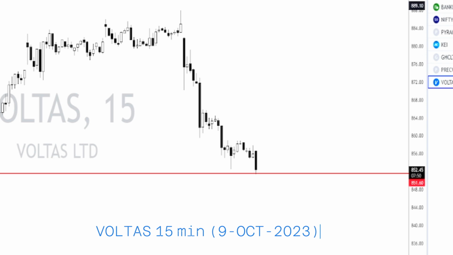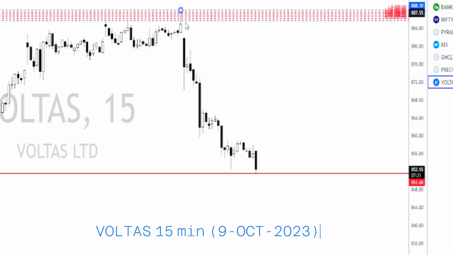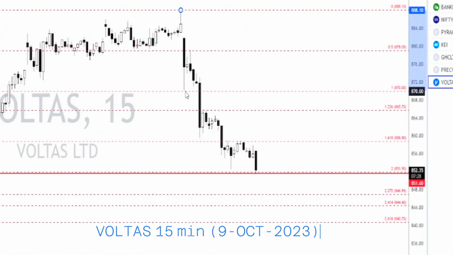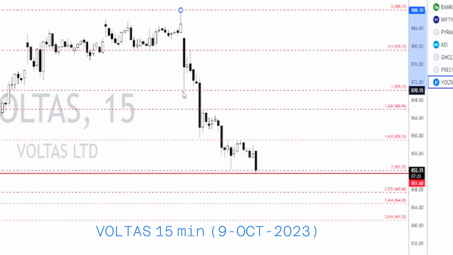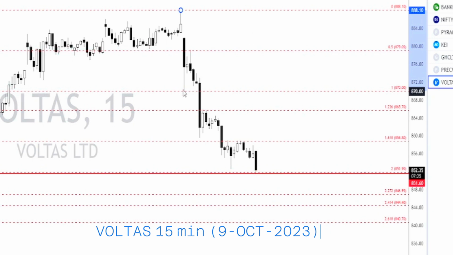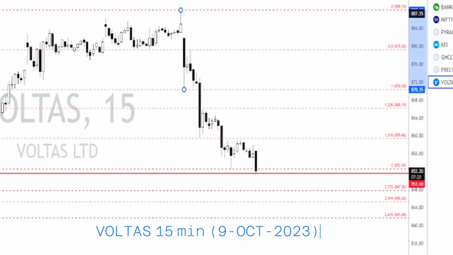But Voltas opened with a huge gap down, and in the first 15 minutes it got decimated, and then it got a pullback. So usually I trade these gap downs with the help of Fibonacci. What I do is mark the swing high, right? From there, I draw a Fibonacci retracement to today's low, right? And I check if this drawing is correct. I validate this drawing, and I found that it is correct.